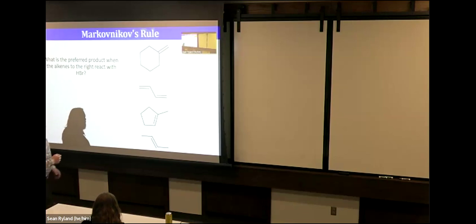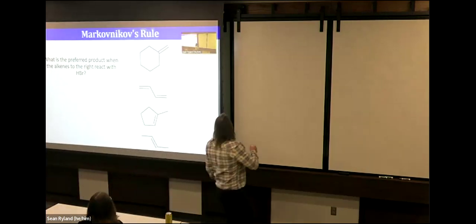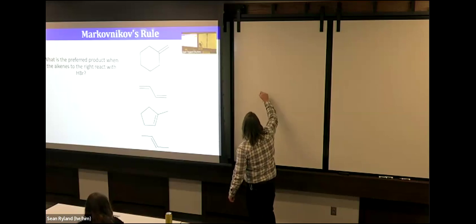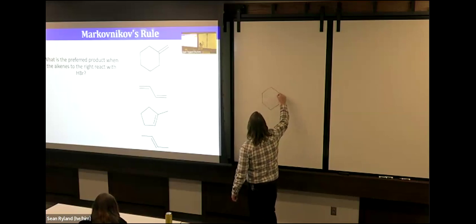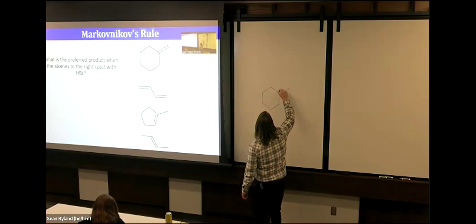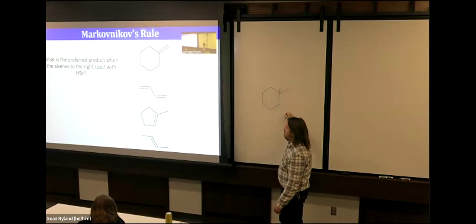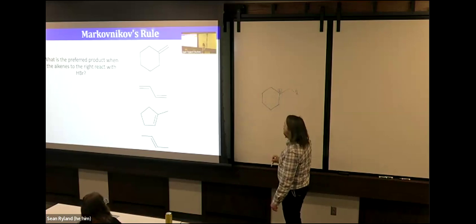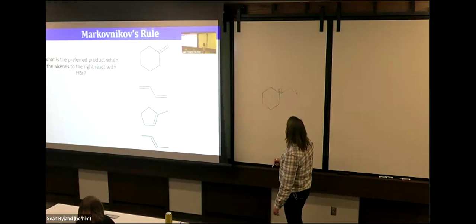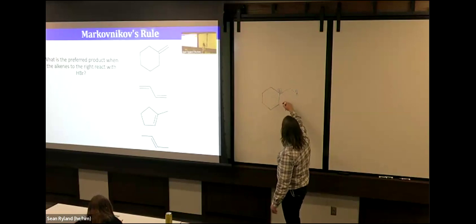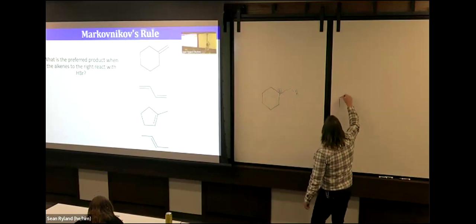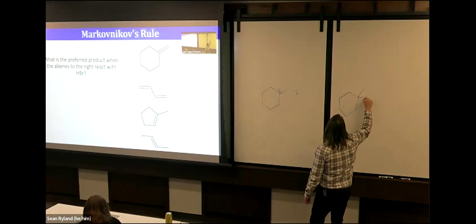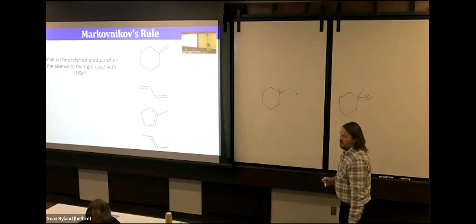So for the cyclohexyl molecule, our intermediate is going to look like this, right? Our new carbon hydrogen bond is to the primary carbon, which gives us our carbocation on a tertiary carbon. So our product is going to look like this.